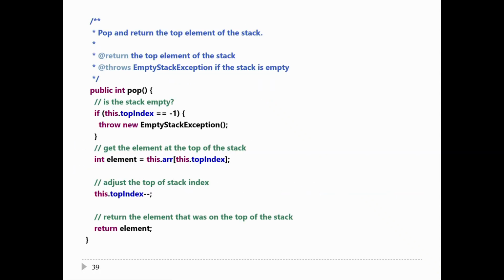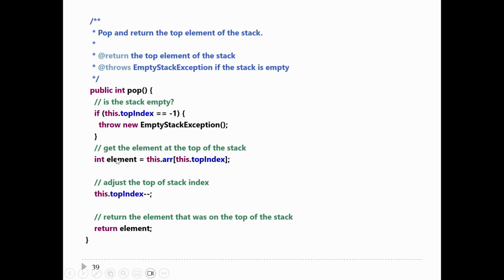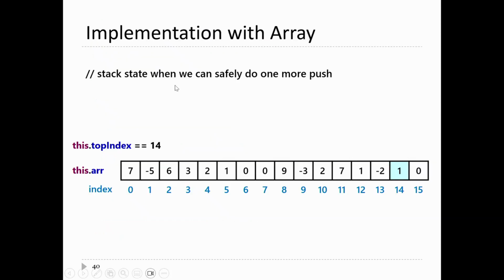Okay, what about pop? For the pop method, remember what we're going to do. We push the 7 and the -5 onto the stack. We're going to remember the value -5, so that's the value at the current top index. We're going to make the top index go down by 1. So get the element at the current top of the stack, that's just the element at top index. Adjust the top index of the stack so that it goes down by 1, and return the element. Notice back here, if the stack is empty, we throw an exception. And that's pop.